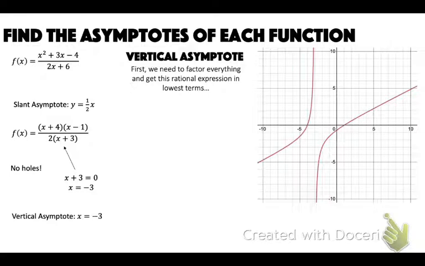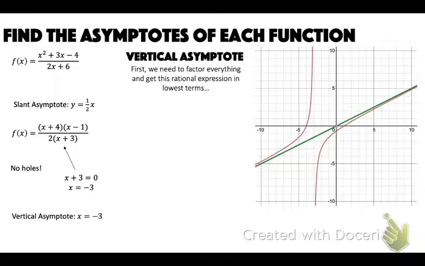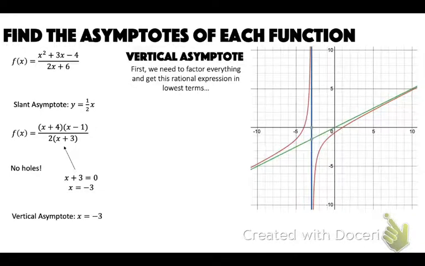So if we graph that, it looks like this. There's our slant asymptote. We have no holes, and there's our vertical asymptote. And we'll get into actually graphing these next time.